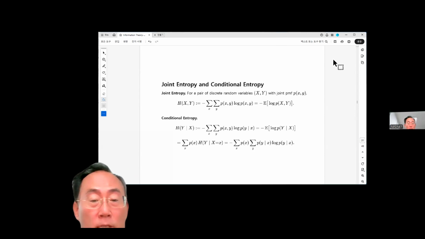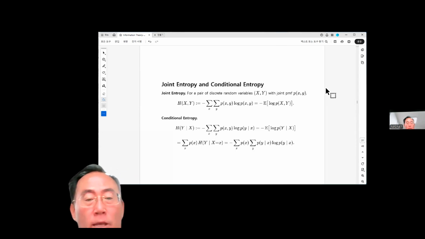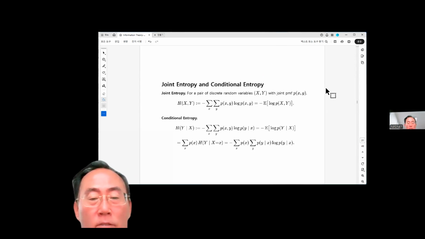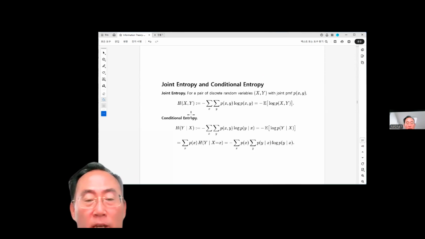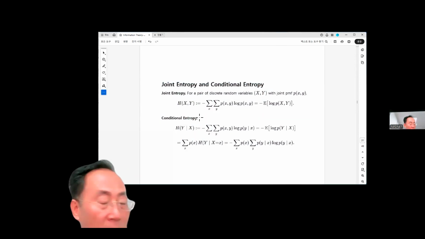I will continue from the last lecture where I talked about horse race and the entropy and information. Today, I will talk about joint entropy, conditional entropy, and so on. All right, so joint entropy is defined this way. So here is the notation for definition from the left-hand side.